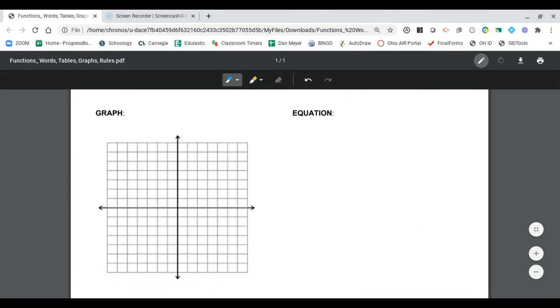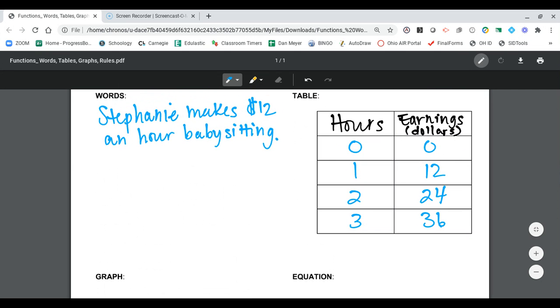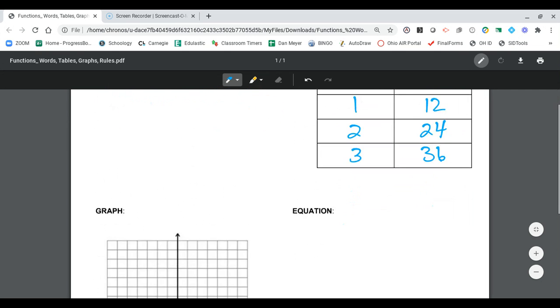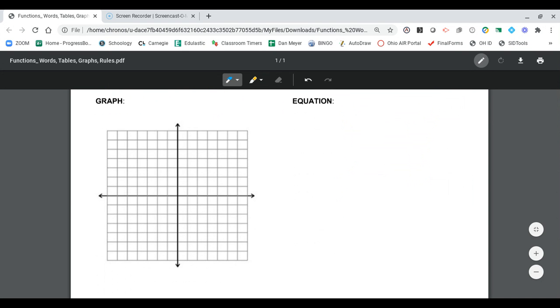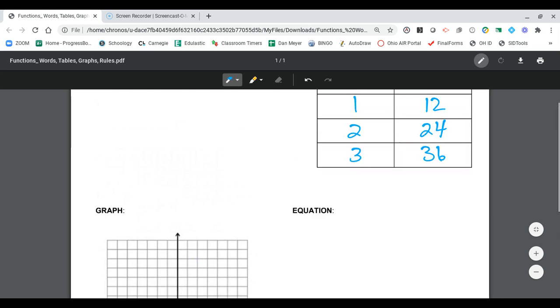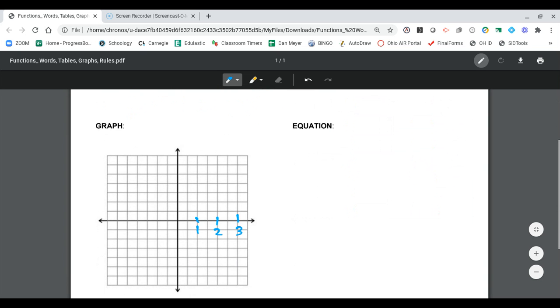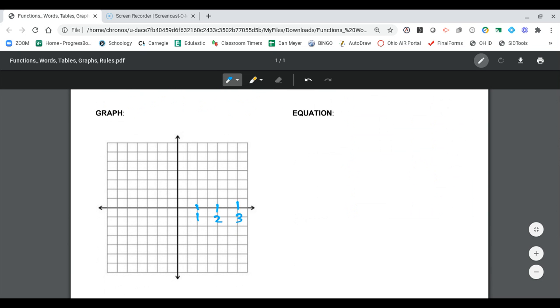Next one would be a graph. First, let's scale our axes. If you look back at your table, my input would be my x values. They go from 0, 1, 2, and 3. So we don't need to really scale by much. So 1, 2, 3. And then the output, or the y values, go from 0 to 36. So maybe we go up by 6. So 6, 12, 18, 24, 30, and 36.